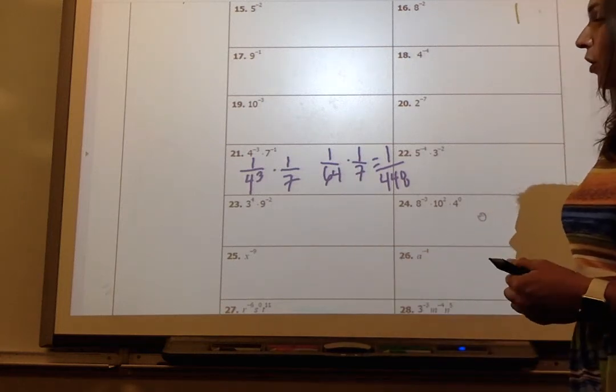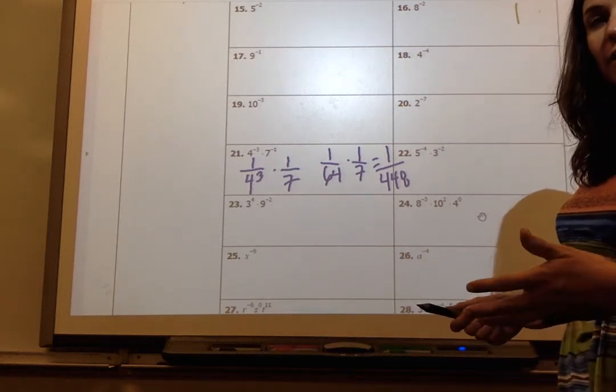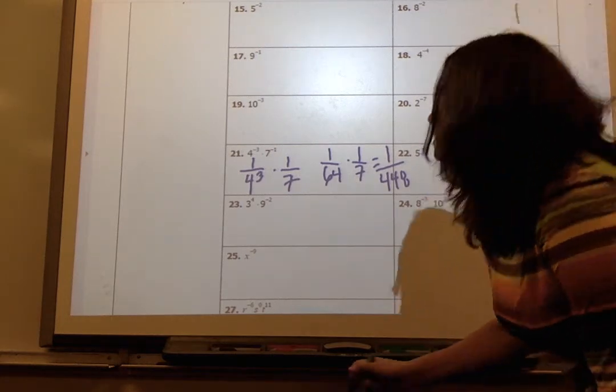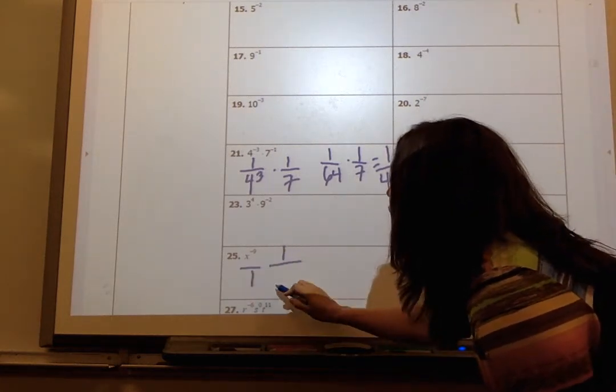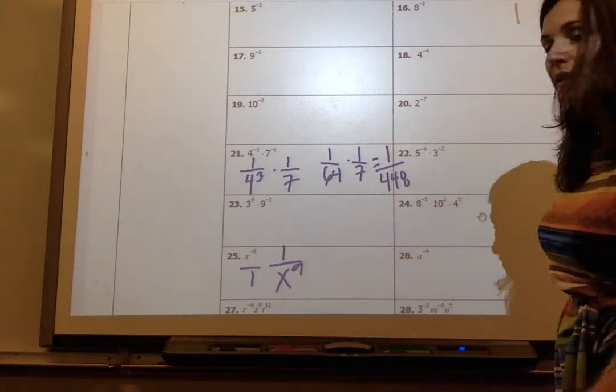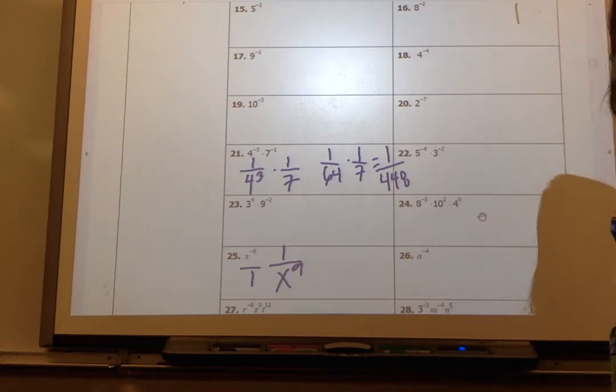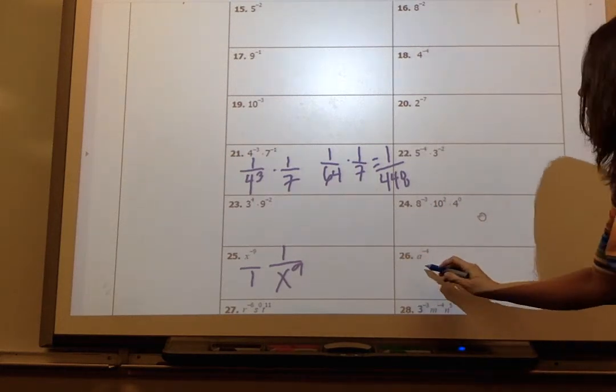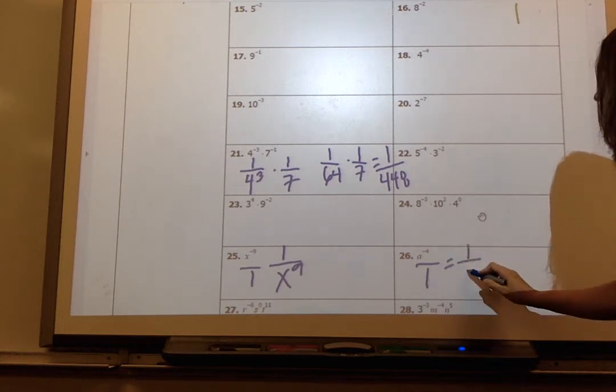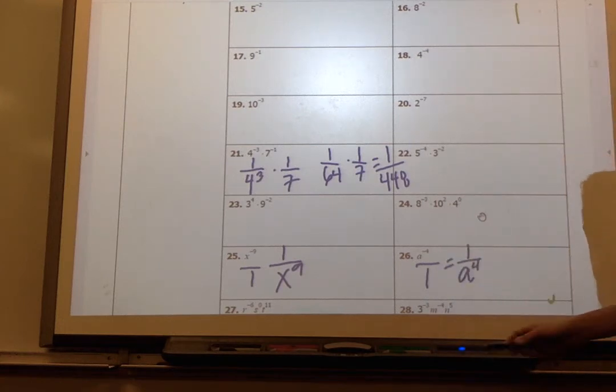So take a look at number 25. I have x to the negative 9th power. All that means is I have more x's downstairs. 1 over x to the 9th. It still becomes positive. Okay, a to the negative 4th. Put it over 1, flip my reciprocals, and my exponent becomes positive.